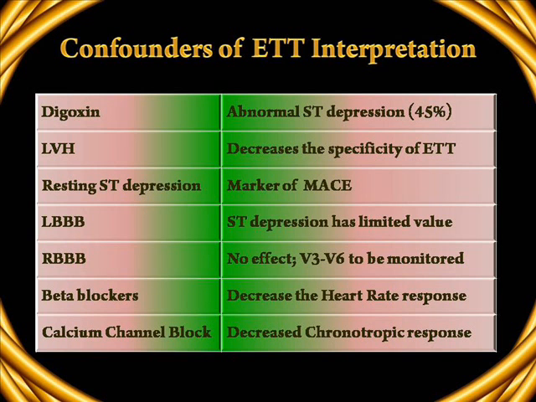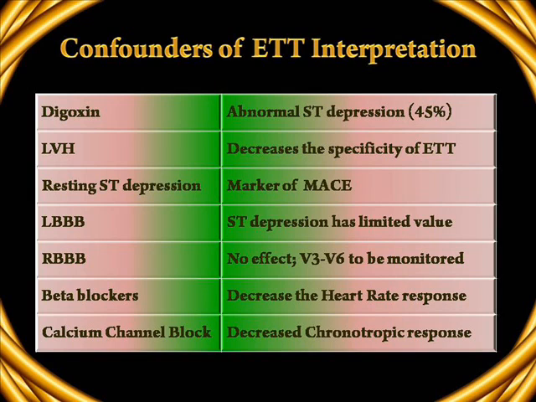While interpreting the exercise treadmill test, there are certain confounders which we have to remember. If the patient is taking digoxin, there will be abnormal ST segment depressions in 45% of the patients. Left ventricular hypertrophy decreases the specificity of the ETT. Resting ST depression is a marker of major acute coronary event. Left bundle branch block, in that case the ST depression has limited value in the ETT.